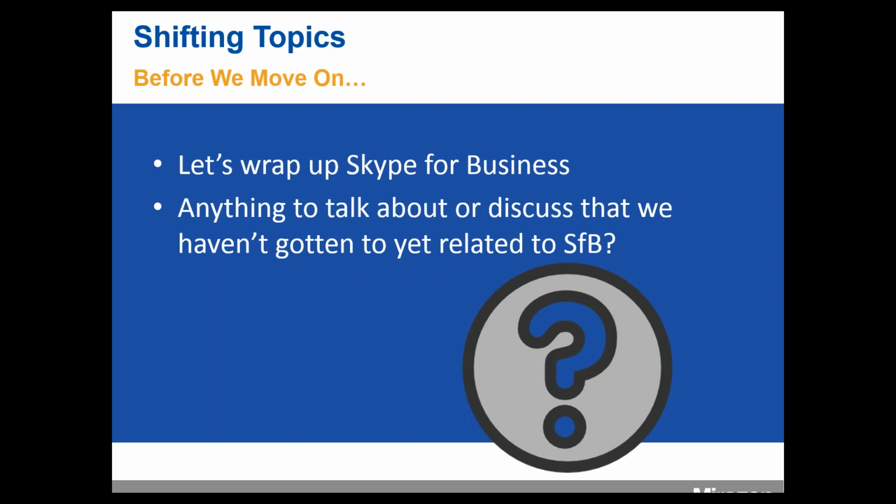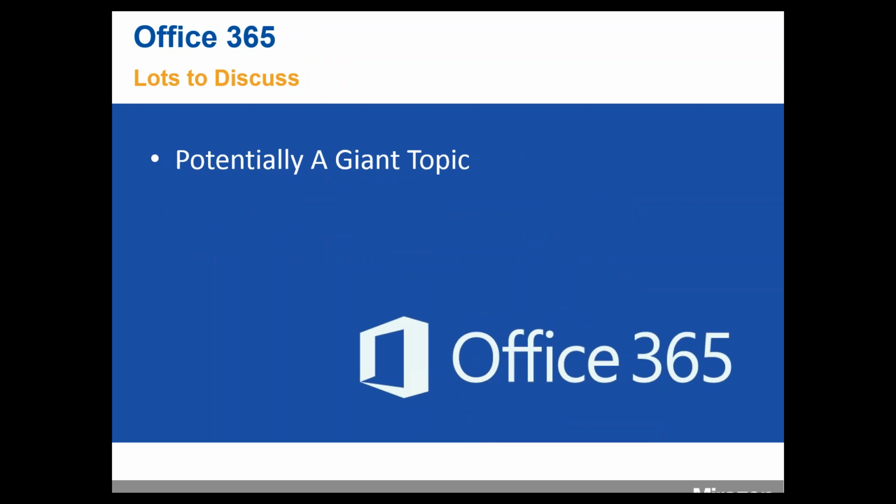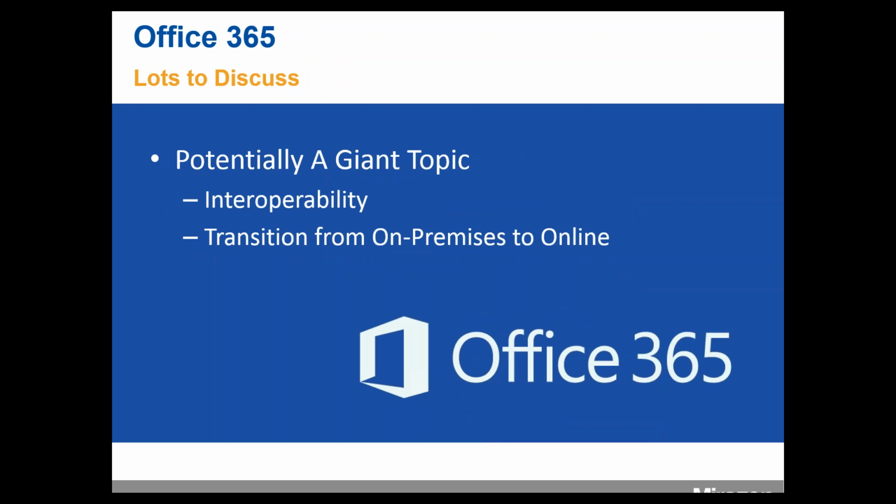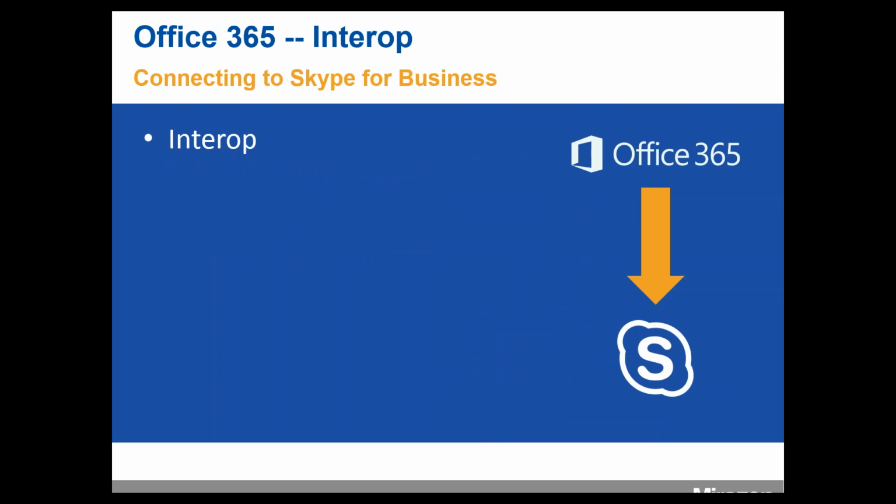Let's talk through Office 365. Office 365 is a giant topic, and I cannot answer everything related to Office 365. But these are the typical questions I get. People want to talk about interoperability. They want to talk through how to transition from on-premises to online. And they want to talk about licensing. I know I have a licensing question that hopefully I'll get to soon. Interop. So there are many ways to interop your on-premises environment to Office 365.